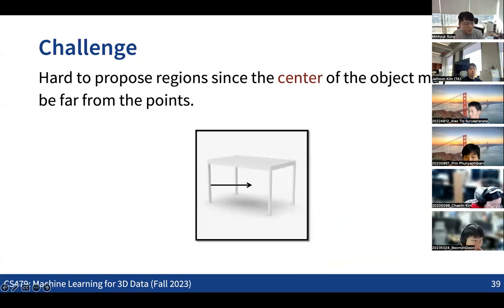So for example, this might be one of the examples where we want to have the 3D bounding box of the table in the scene. But if we look at each of the points of the table, all the points are very far from the center of the 3D bounding box. So even when we populate all the anchor boxes for each of the points in the table, that set of anchor boxes may not be aligned with the bounding box of the entire object.